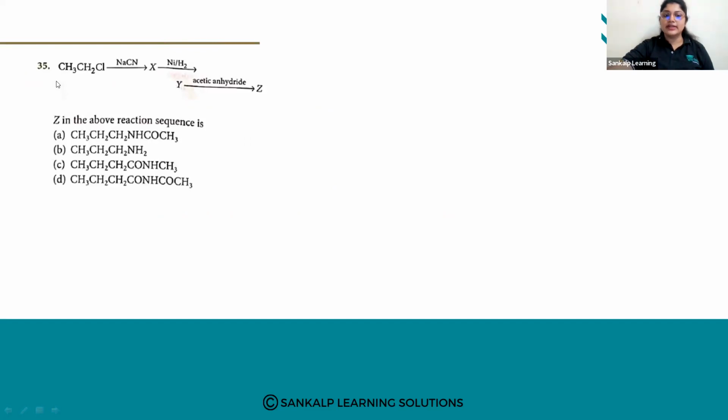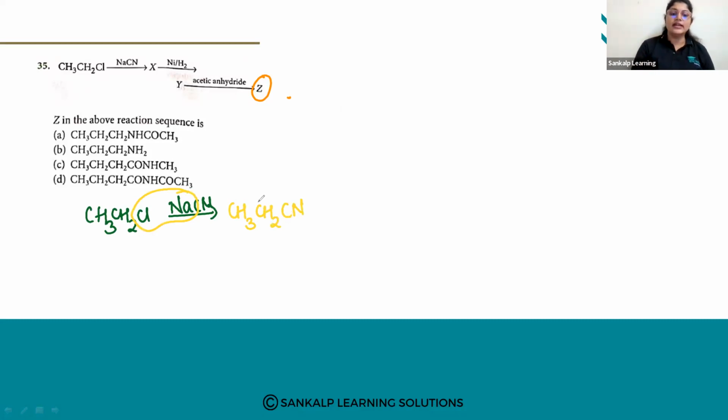Next question. This is a reaction. You have to follow the steps which are written on the arrow, and you have to tell what is Z in the above sequence of reactions. So we'll try to write this reaction. The reaction goes like this: CH3CH2Cl in the presence of NaCN. In the presence of NaCN, there will be just a substitution reaction, and it forms CH3CH2CN. Na combines with Cl and you get NaCl and CH3CH2CN.